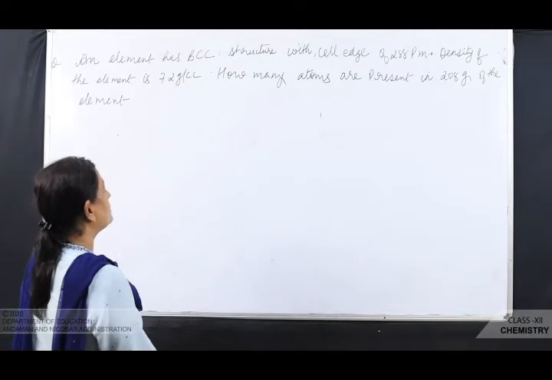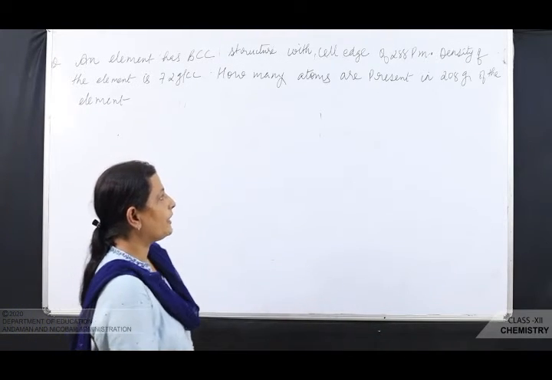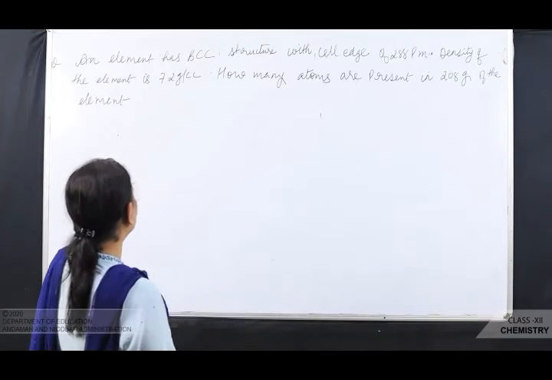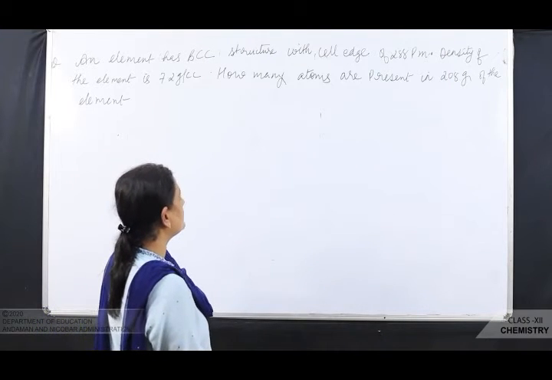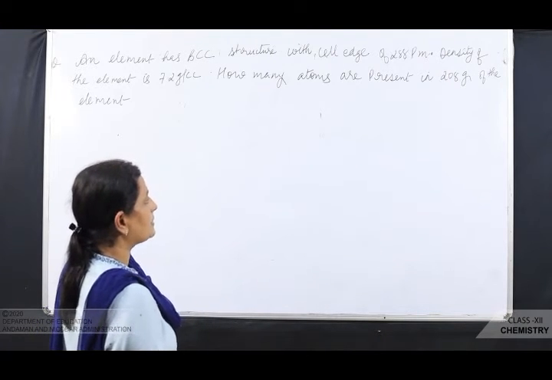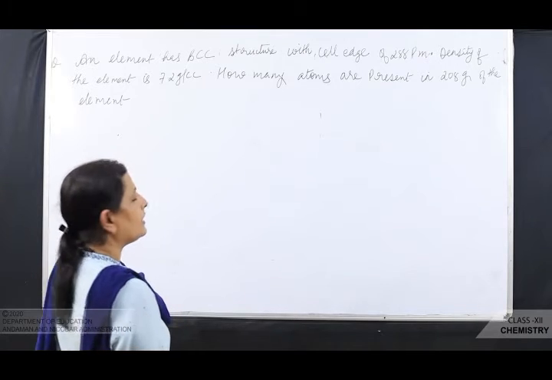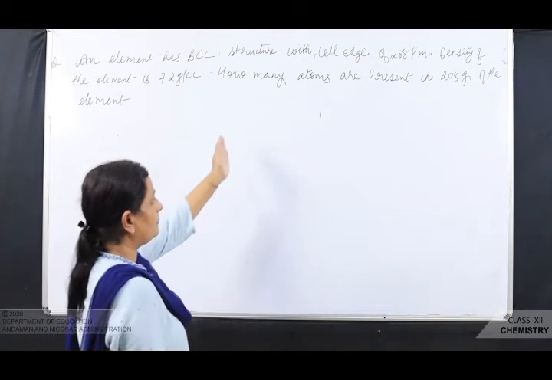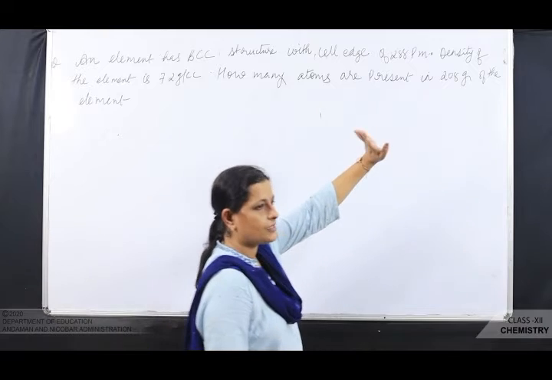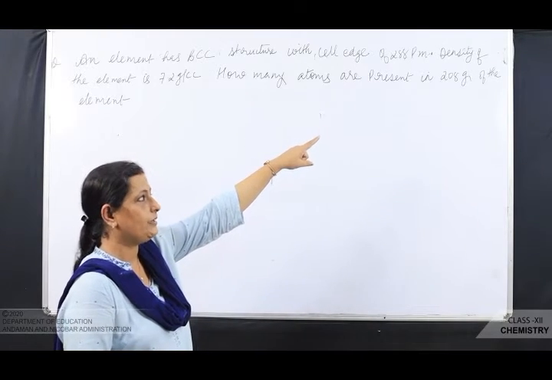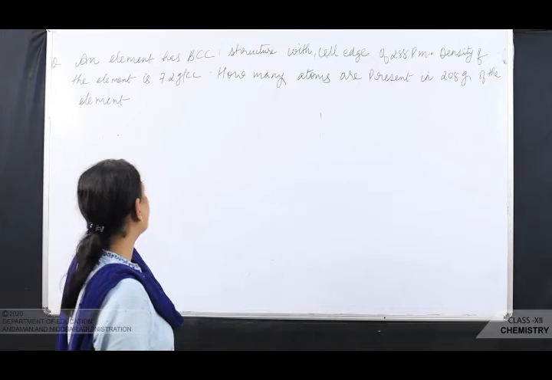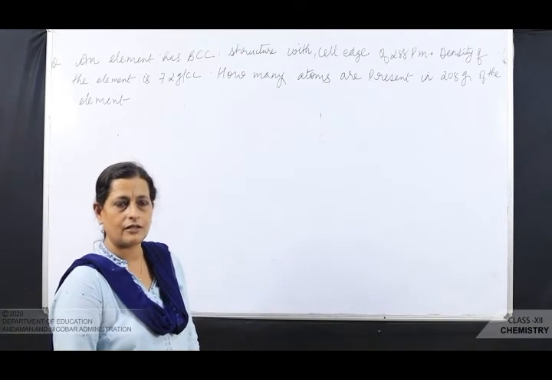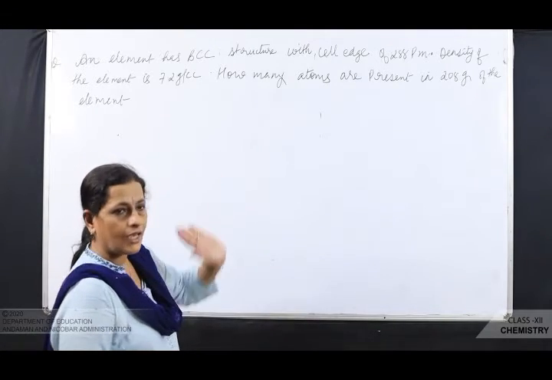An element has BCC structure with cell edge of 288 picometer. Density of the element is 7.2 grams per cc. How many atoms are present in 208 gram of the element? So, here what is given? You have to calculate the number of atoms in 208 gram of the element. Does the 208 gram represent the atomic mass or molar mass? It is not the molar mass, it is what? The mass of the element.